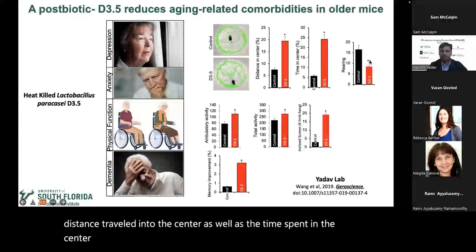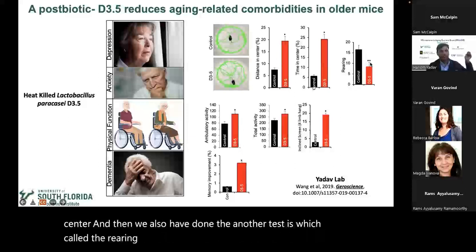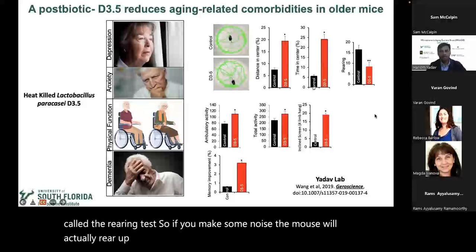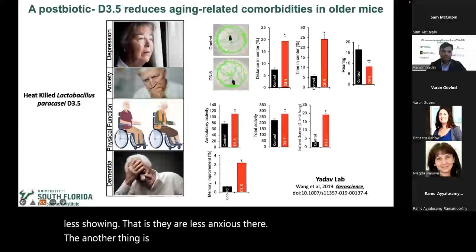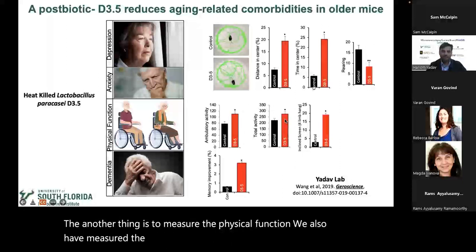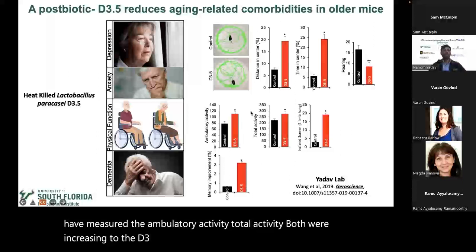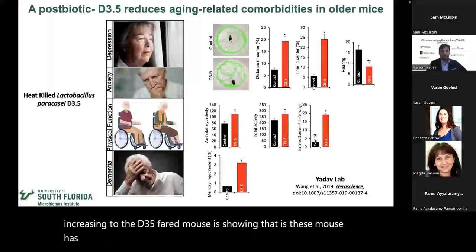We also did another test called the rearing test. If you make some noise, the mouse will rear up. The mice fed D35 rear up less, showing that they are less anxious. Another thing is to measure physical function. We also measured ambulatory activity and total activity. Both increased in the D35-fed mice, showing that they have better physical function.